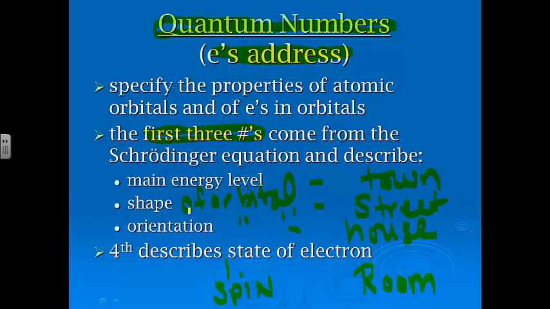So once you get through with these 4 quantum numbers, you have a specific spot of where an electron may be in that atom. Just like with an address, you know, the town, the street, the house, and ultimately the room in that house is going to define where a person lives.